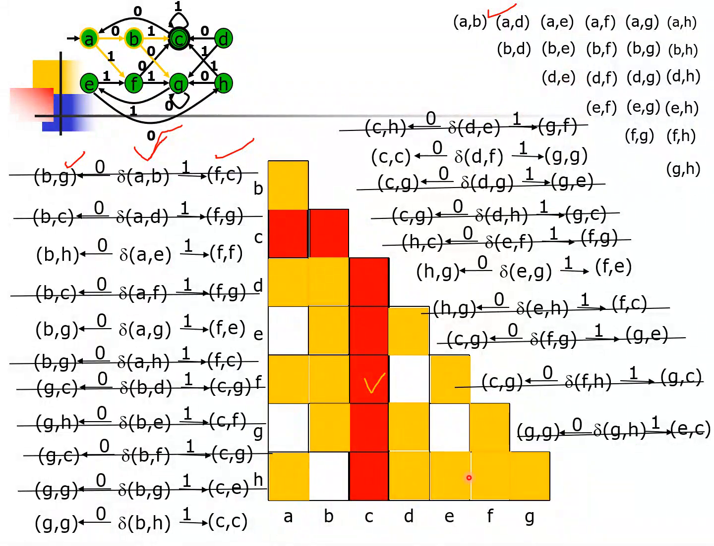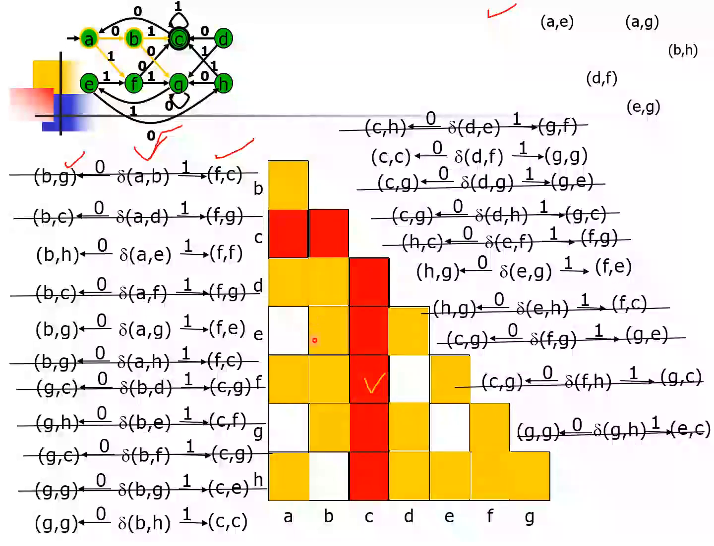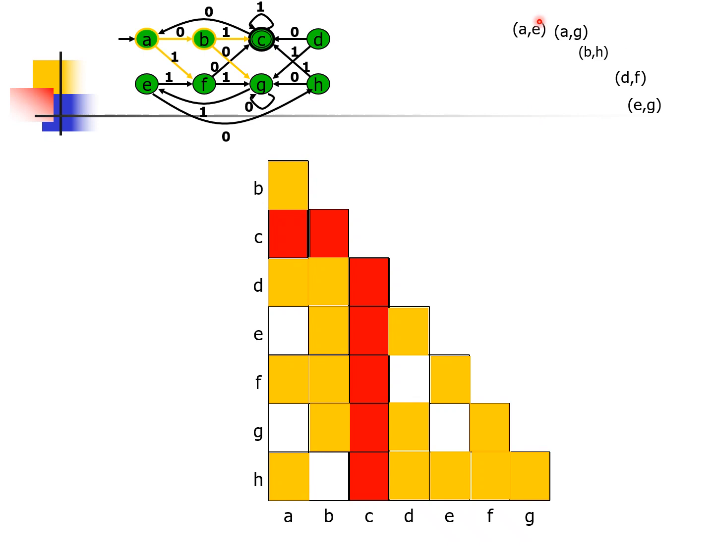So which pairs of states are not marked in yellow color? Only 5 more pairs of states are not marked by yellow color. Then again you have to repeat the same step, to see whether any of the pairs of states is marked by yellow color and red color, then you have to mark these pairs of states. Let us repeat step 2 for the remaining pairs of states. There are 5 pairs of states.